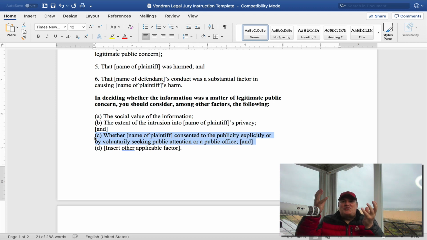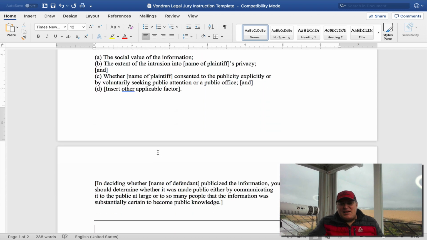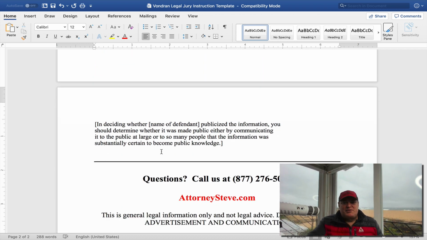So to what extent do they consent by the mere nature of their stardom to publicity? You can't just say, hey, I love the publicity. Not today, not today, not today. So there's going to be that little tension that's going on in these types of cases, and any other applicable factors. So that is, and there's one other little ditty there. That's just publication. Make sure it's public to enough people so many people know that the information was substantially certain to become public knowledge. Okay, so that's one final little thing.